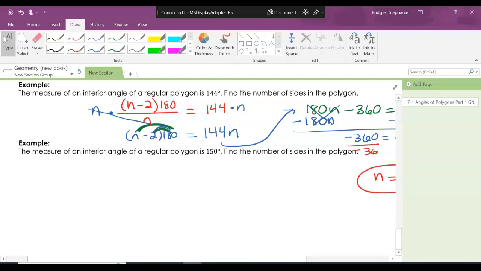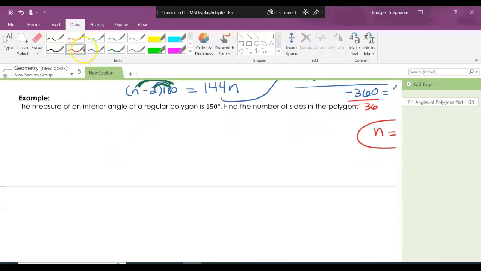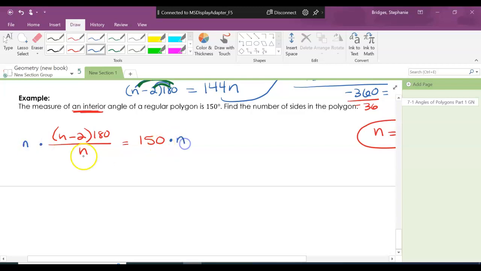We're close to getting an answer. All right, again, we're going to use the individual angle because it's talking about one angle. So n minus 2 times 180 over n equals what they told me, which was 150. Again, the first thing we want to do is get rid of that fraction by multiplying both sides by n. Then I want to get rid of the parentheses, so I'm going to distribute.